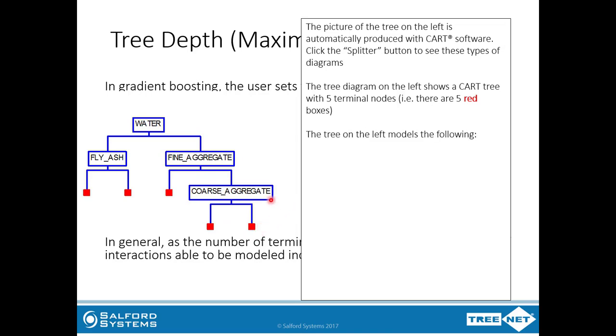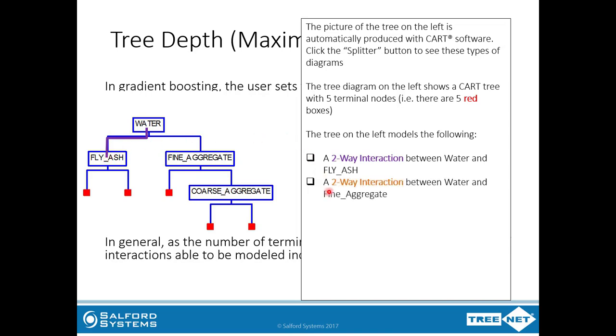Now, the tree on the left here models the following. So the first is a 2-way interaction between water and fly ash, which is actually what you can see here. So we have this portion here. This is a 2-way interaction between these two variables. Now we also have a 2-way interaction between water and fine aggregate, which is here. So just these two by themselves. Now furthermore, we also have a 3-way interaction between water, fine aggregate, and coarse aggregate. So this portion of the tree.